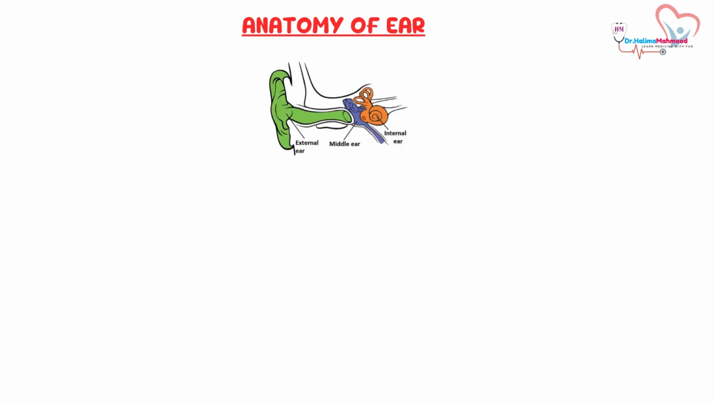First we will cover the portion of the ear. In today's video we are going to study the anatomy of the ear. So let's dig into it. Ear. Ear is the organ of hearing and balance in the human body. This ear is further divided into external, middle and the internal ear.